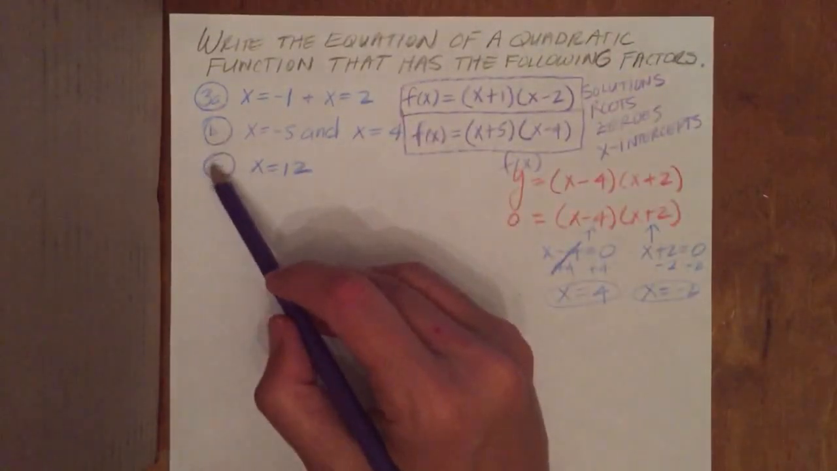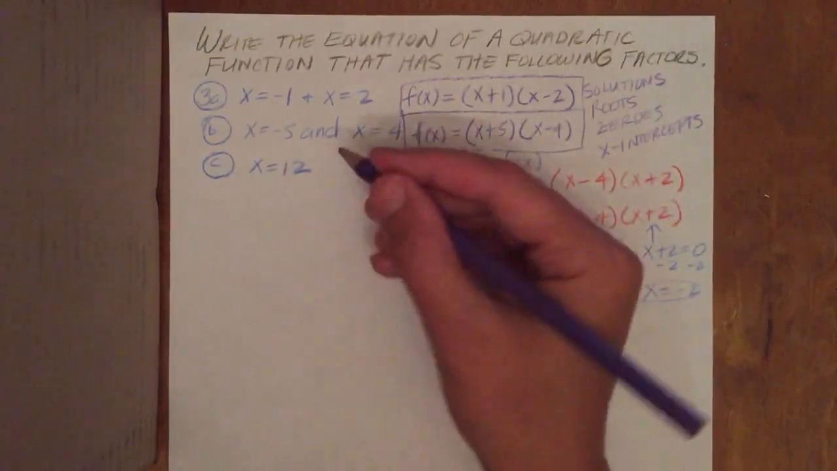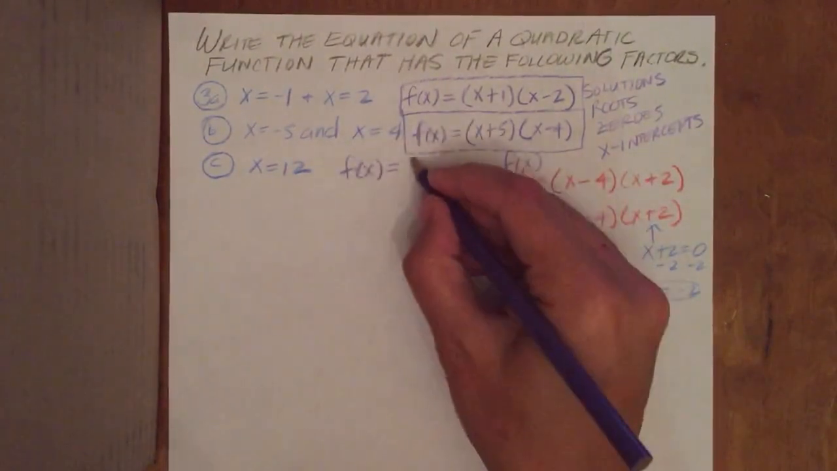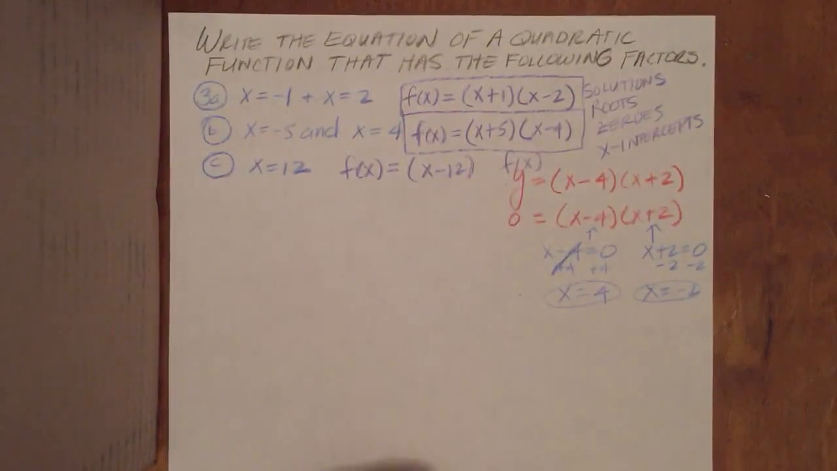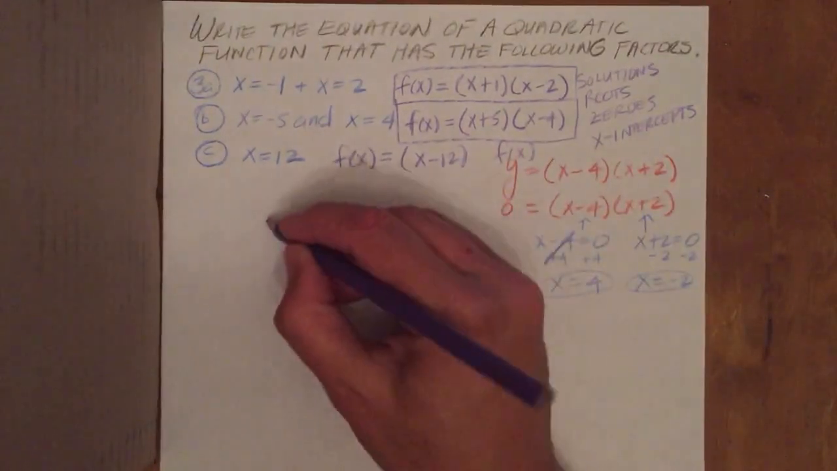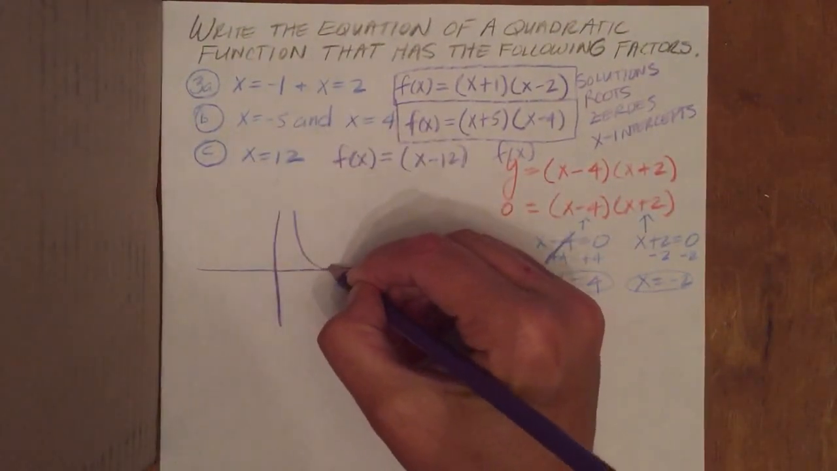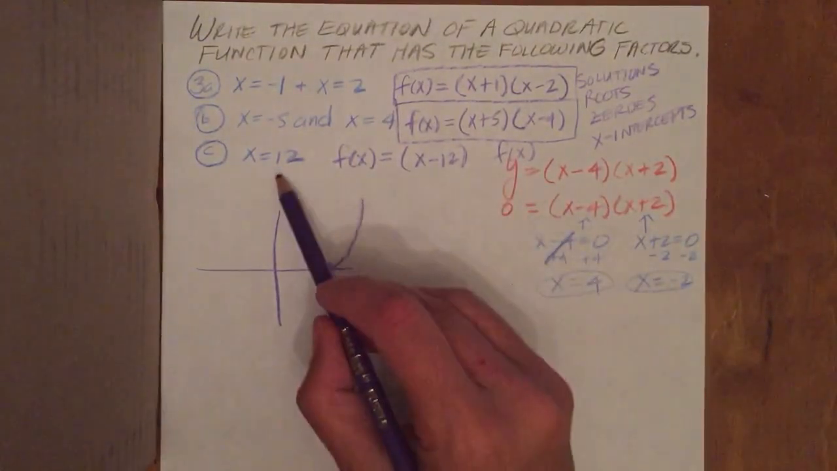For C, I only have one solution. Well, I can't just write this. It's a positive 12. I can't just write x minus 12 once. This is a quadratic. There has to be a squared factor in here. I've got to have something squared. Well, this just means that when you graph C, that's going to be one of those that only touches the x-axis one time at the vertex. That's why you have one solution.